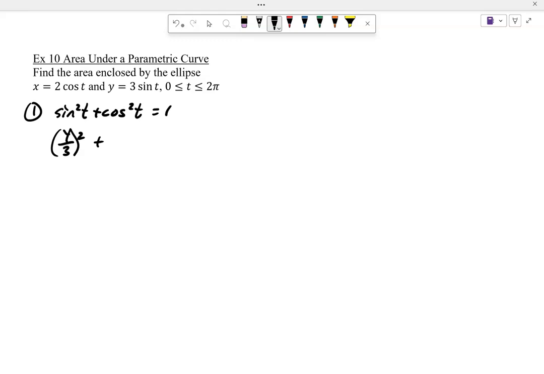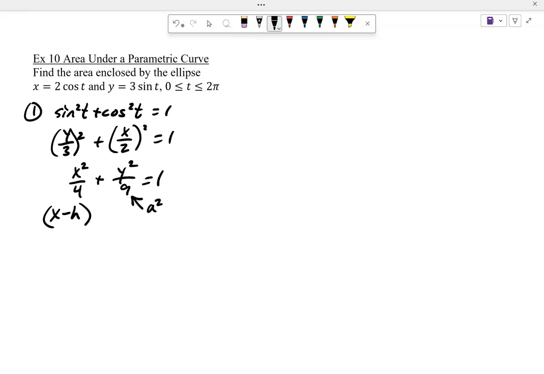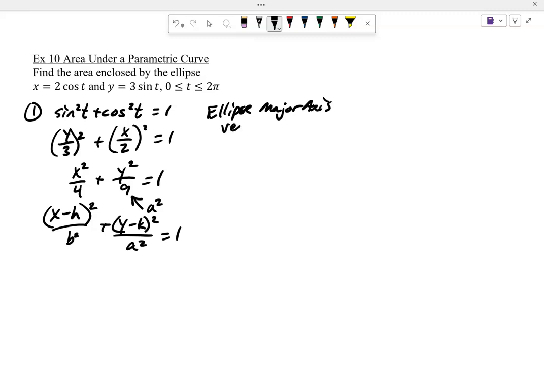If I solve the cosine, I'd have x over 2, I'm sorry. So I have x squared over 4 plus y squared over 9 equals 1. Remember, a is bigger than b, so that's my a squared right there, because a is always bigger than b for ellipses. So this is an ellipse with a major axis. Since that a squared is underneath the y, this major axis is vertical.